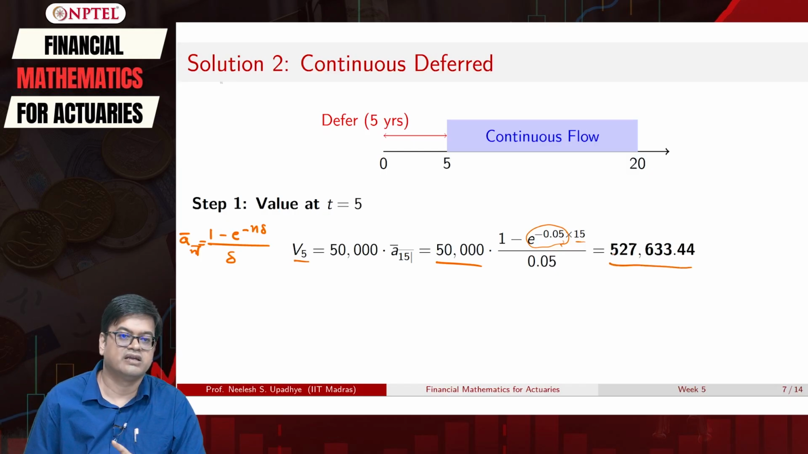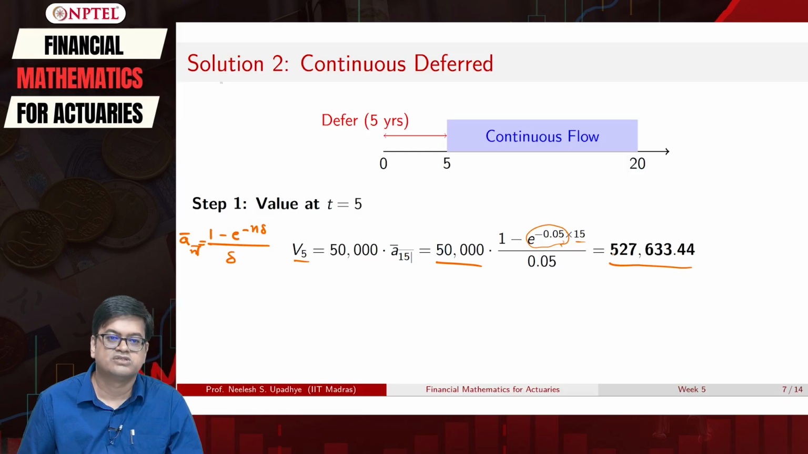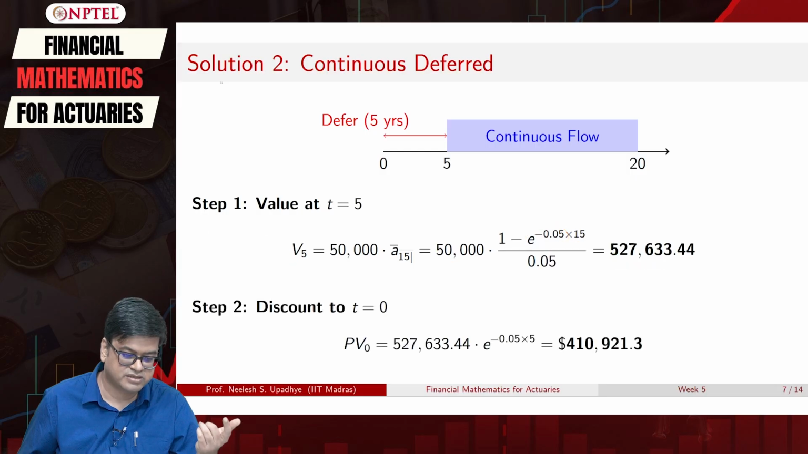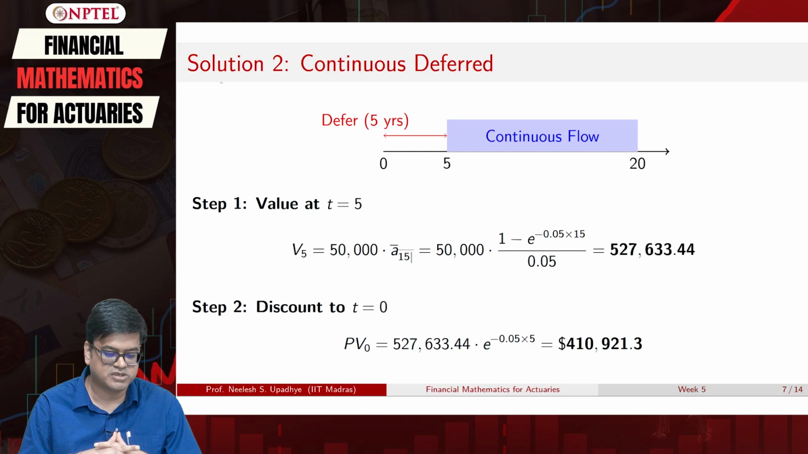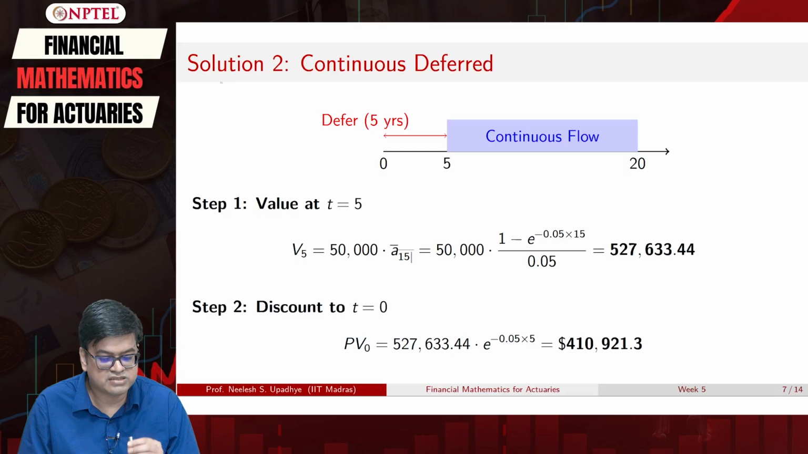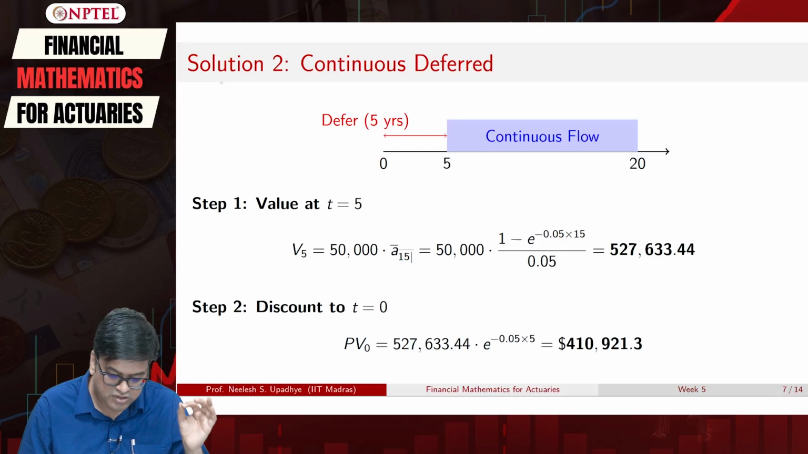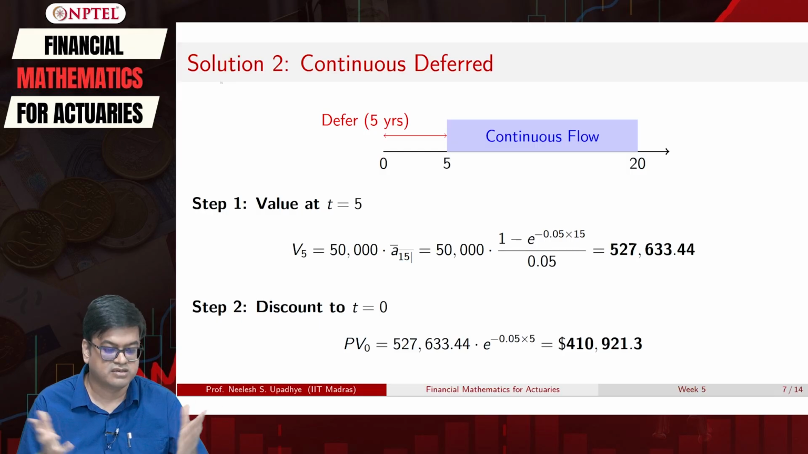Now what I need to do? I need to bring it back to the original value, which is at time point 0. So what should be the transformation? In general, we use this v to the power minus m, right? So that's the idea. So v to the power m. So we will add that transformation, and the m is here 5 years. Okay. So when I multiply this value with v to the power m, what is v here? e raised to minus delta, which is e raised to minus 0.05. I get this value, which is 410,921.30. Done. So we have solved the problem.